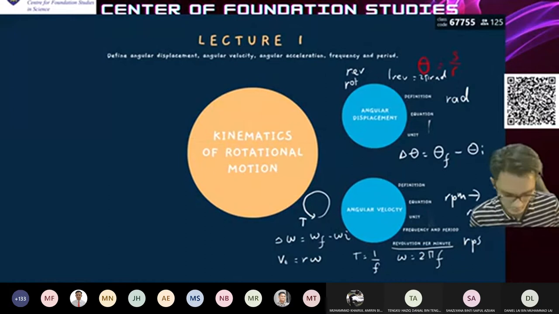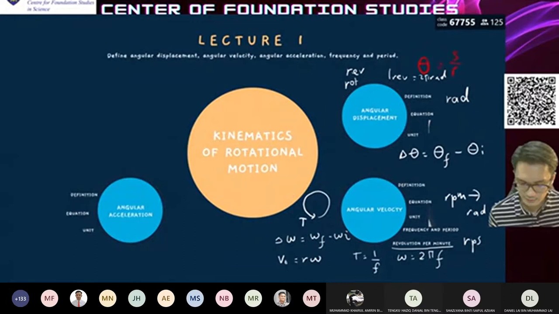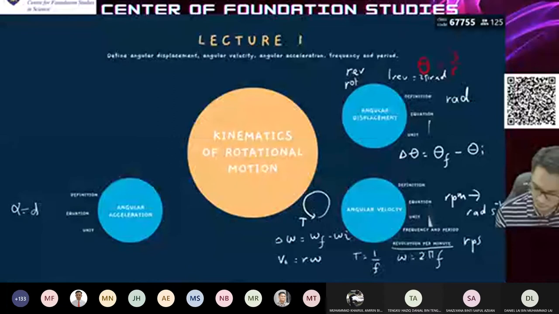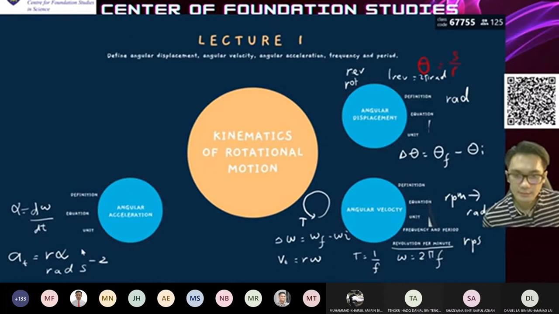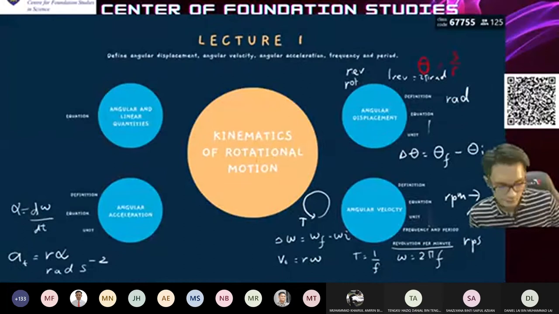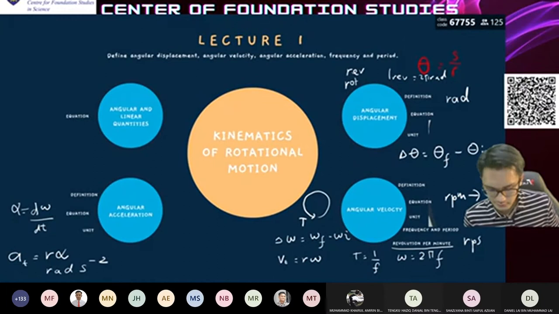Okay, next. Angular acceleration. The definition of angular acceleration is the changes of d omega with respect to d time, and the equation related to the angular acceleration is, sorry, terbalik, tangential acceleration is equal to r times the angular acceleration, and the unit is radian per second power of 2. Okay, and then next. The angular and linear quantities, the equation that relates both of them. So yang saya dah terangkan tadi untuk displacement, untuk velocity and untuk acceleration.